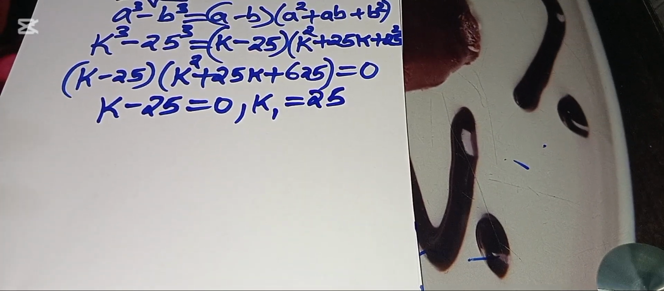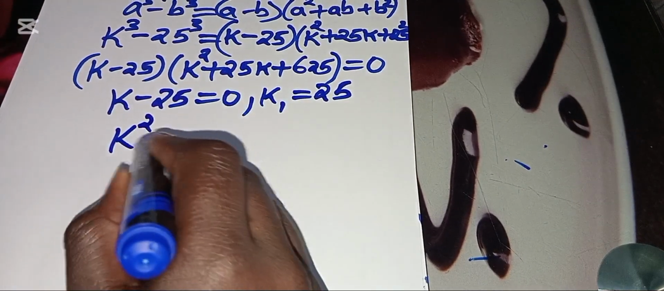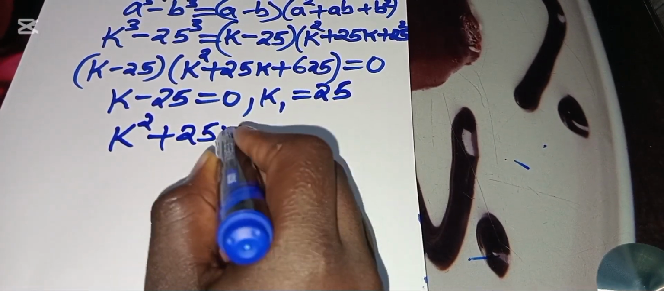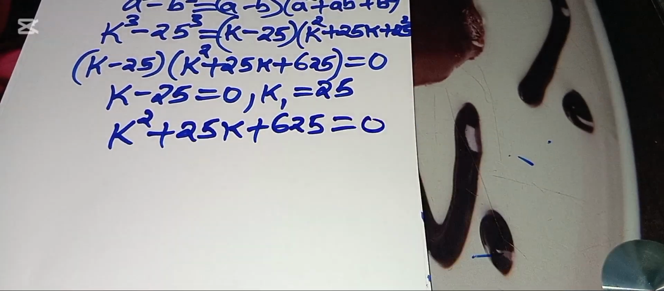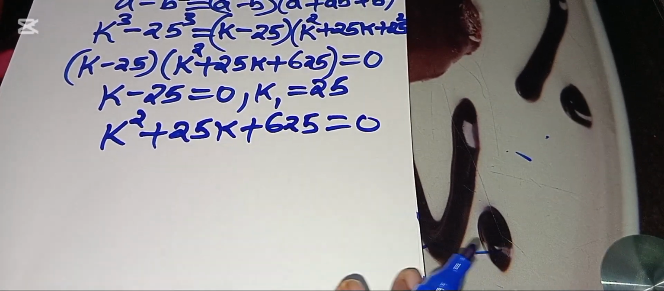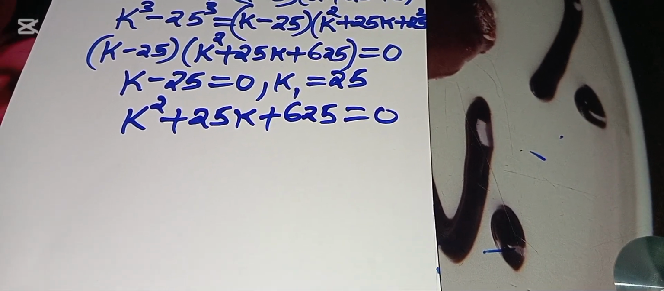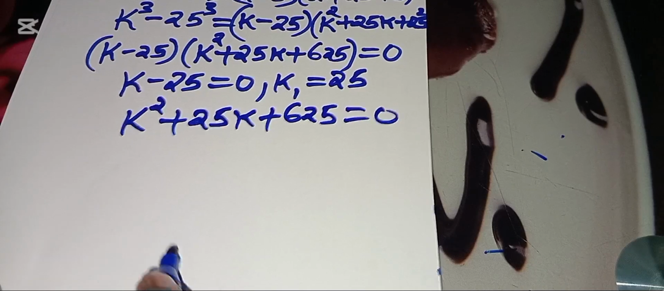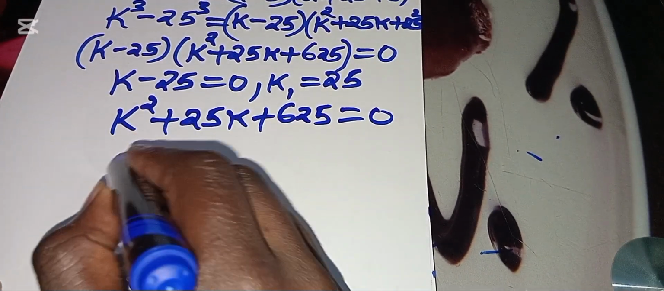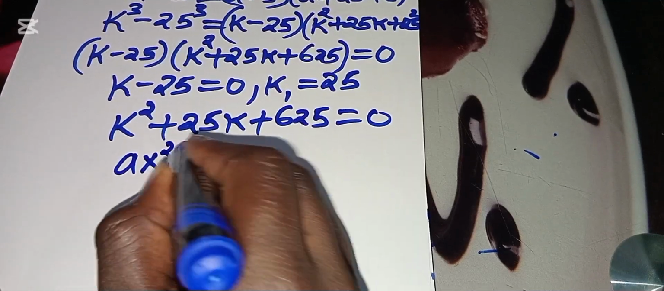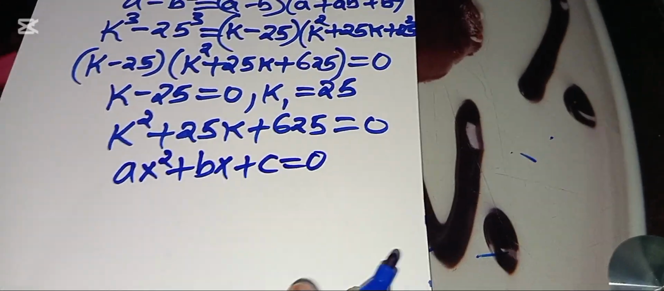Let's move to the second part. Now the second part is k squared plus 25k plus 625 equal to 0. All right, now this is a quadratic equation, and remember, for any quadratic equation, we have that this quadratic equation is expressed in the form of ax squared plus bx plus c, which is equal to 0.